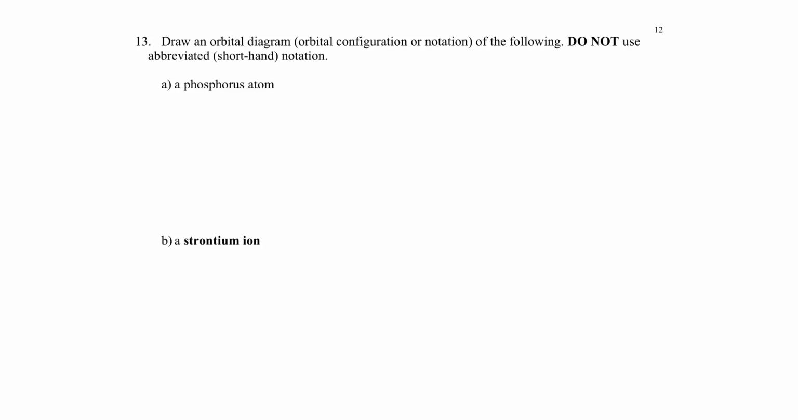Question 13 asks you to draw orbital diagrams. Orbital diagrams are just another way to represent electron configurations. So I'm going to start with the electron configuration for both of these. I'm just going to jot those out quickly. Hopefully we're all able to do that on our own by now.